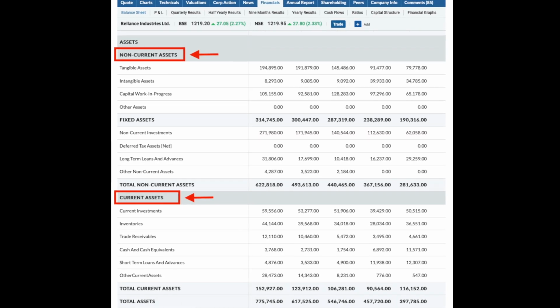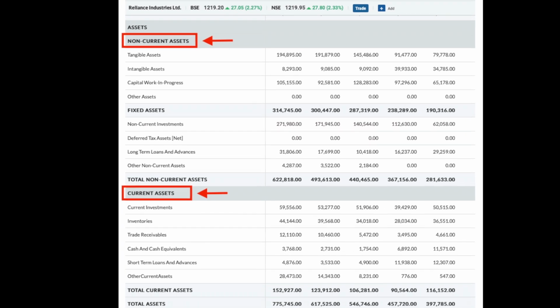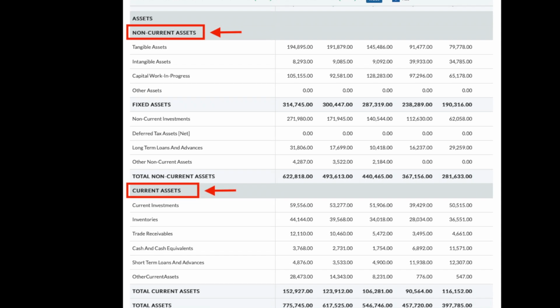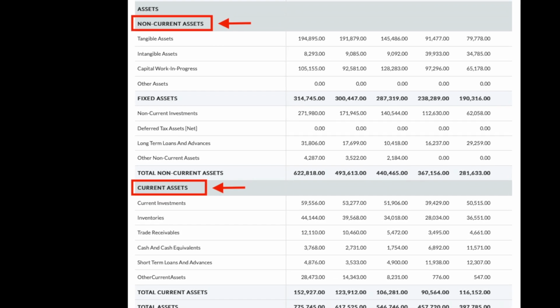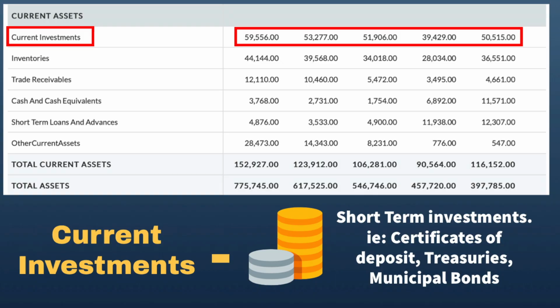Moving on, next we have the last part of the balance sheet, which is the current assets. So like I said before, these are your short-term assets, which are for less than 1 year. These can be converted into cash within a short span. First title you have in this section is current investments. This includes all the short-term investments which the company has made. It's as simple as that.